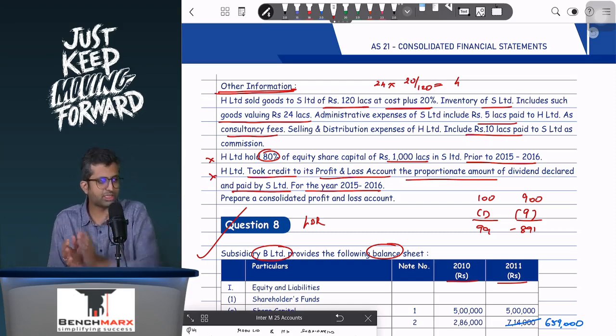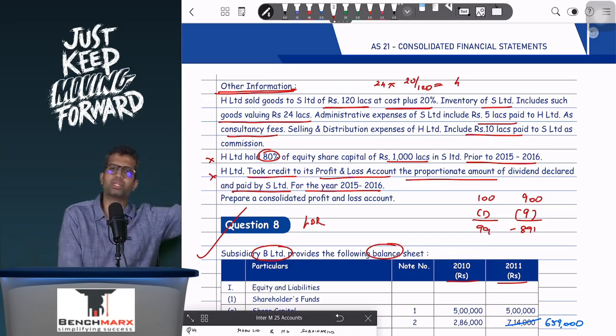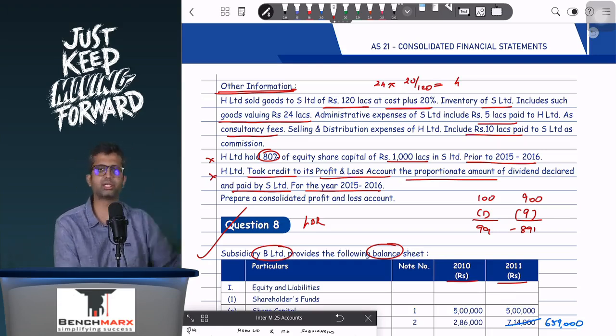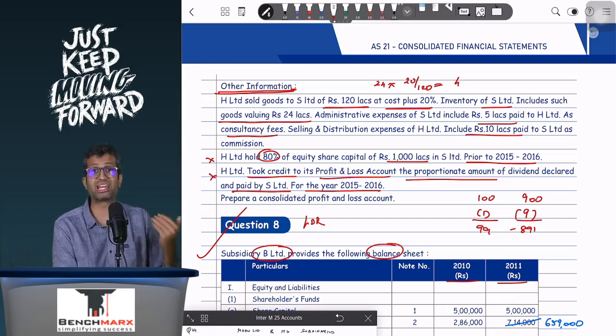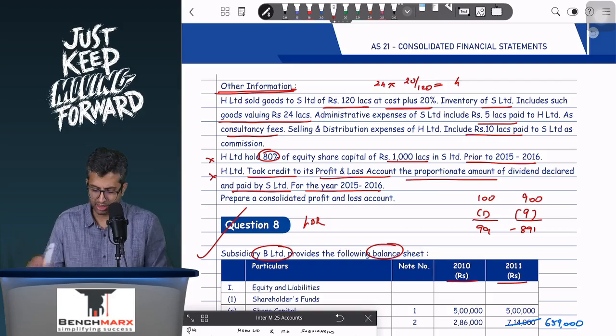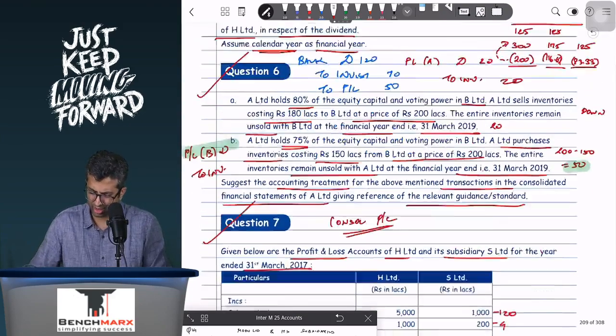If the stake was acquired from the beginning of the year, or it was there since the last year, then the entire year's revenue will be consolidated. But if it is acquired during the year, revenue after the date of acquisition can be consolidated. Prepare a consolidated P&L account. Okay, so over here there's nothing new.